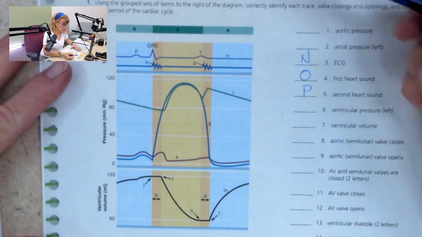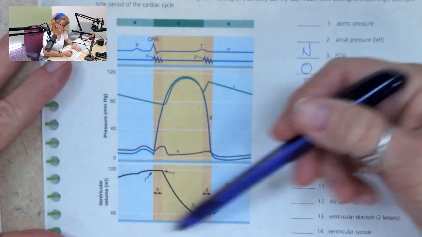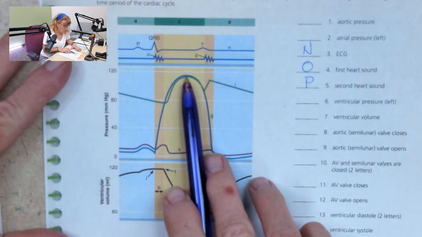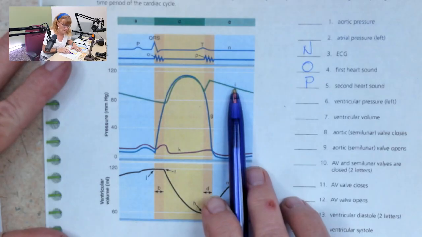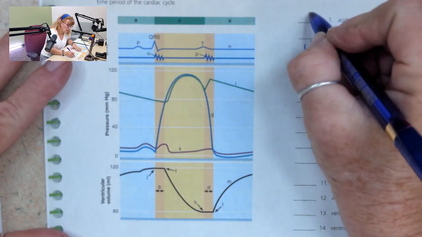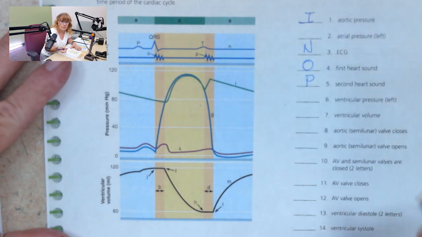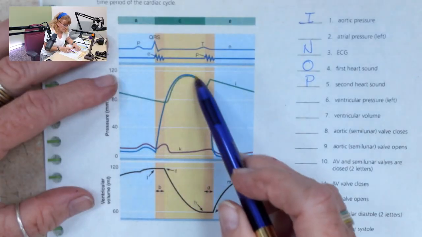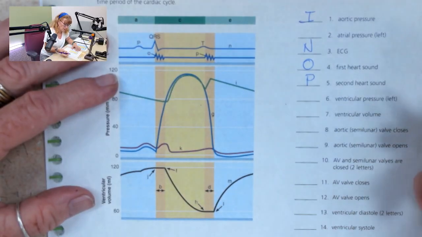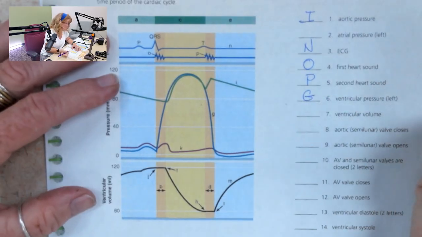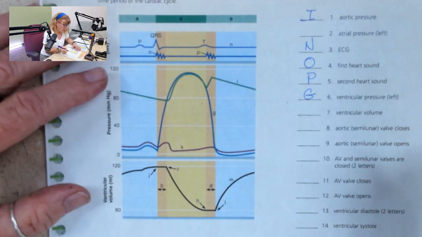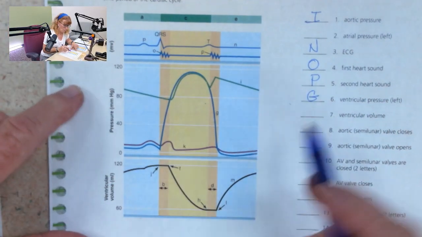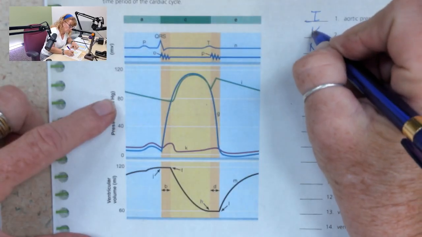All right, so now let's just keep on going down through, again, some of the easier ones. So let's look at this green line, and we talked about is letter I. That is the pressure in the aorta. So we're going to put I right there. And then G is this one, blue one right here. That is the pressure in the ventricle. So we're going to put G right there. And then K down here is the purple line, and that's going to be atrial pressure.